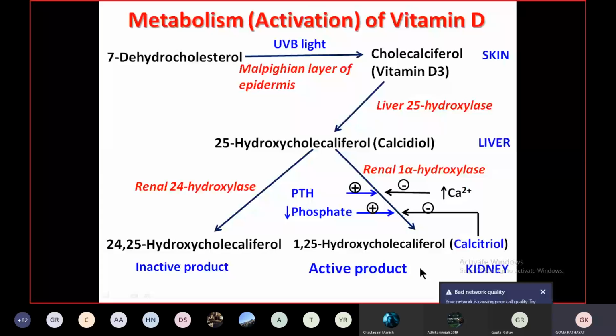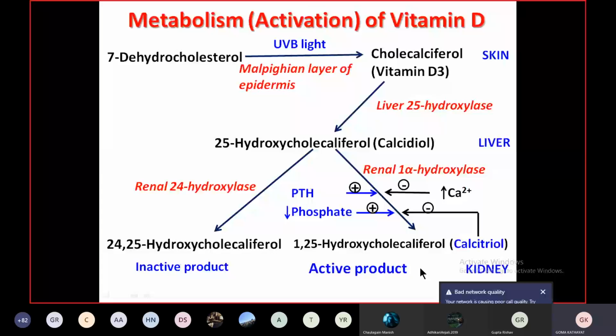Now coming to the regulation of the synthesis of 1,25-dihydroxycholecalciferol, which is also known as calcitriol, the active form of vitamin D. The concentration of calcitriol is regulated by the plasma levels of calcium and phosphate.